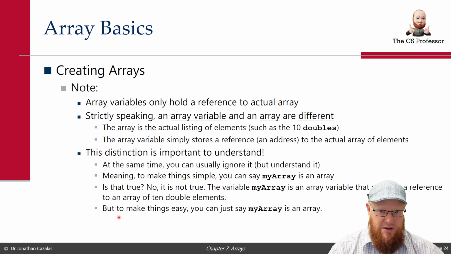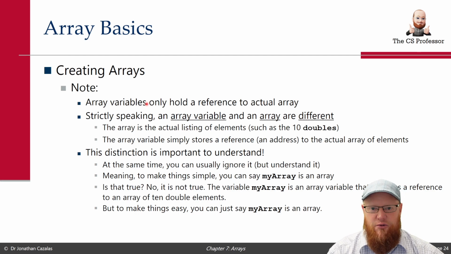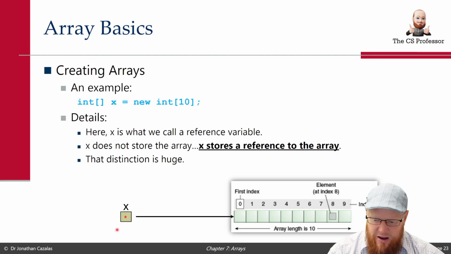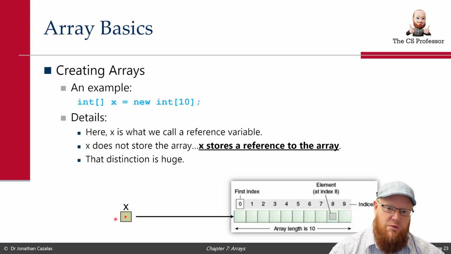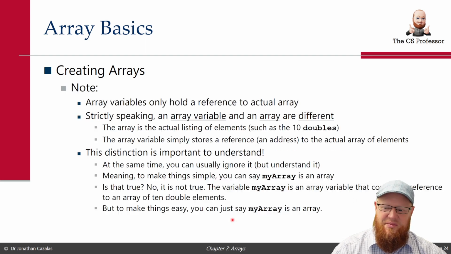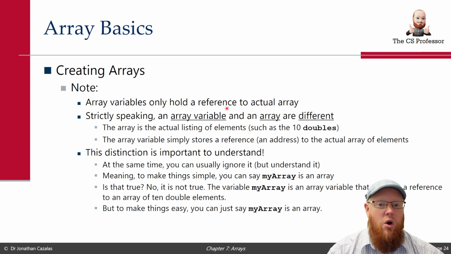So I'm going to repeat this one more time because it's so important. Array variables only hold a reference to an actual array. This variable x does not store the array. Where's that array stored? On the heap. Where is this variable x? It's on the stack. It's a local variable belonging to a method. What is stored inside x is an address. An address to what? An address to the beginning of the array in memory. Which memory? On the heap. Array variables only hold that address or that reference to the array that is stored on the heap.